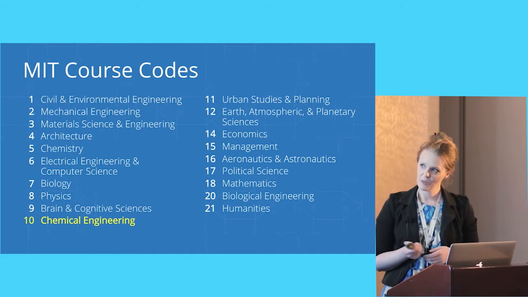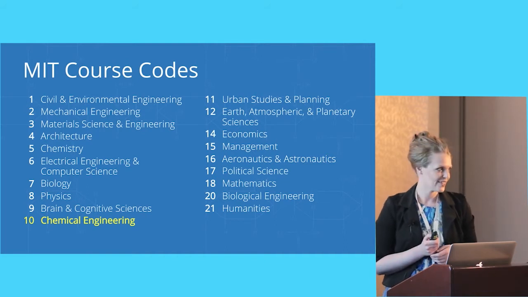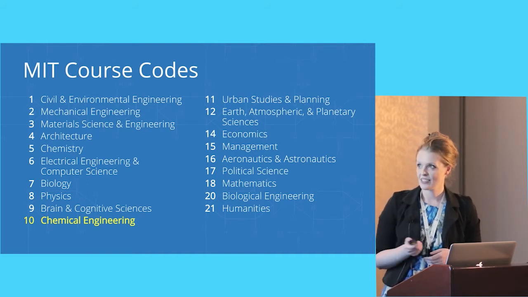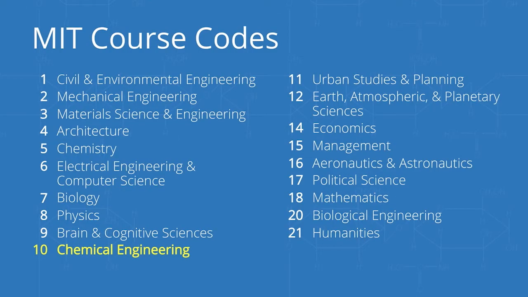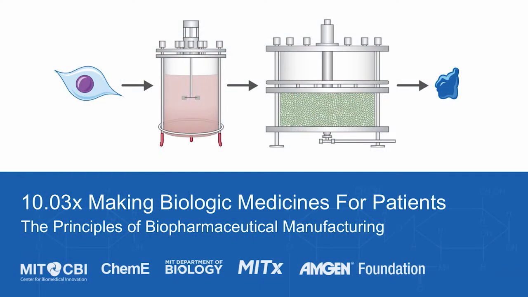At this point, you may be wondering where the 1003X comes from. It's simply from MIT's course numbering system. Looking at this, you might notice that there's no course 13 or 19 mentioned. It's not a mistake. Those courses existed, but then were absorbed into other course numbers. As you can see, 10 refers to courses in chemical engineering, and the X means that it's an online course.